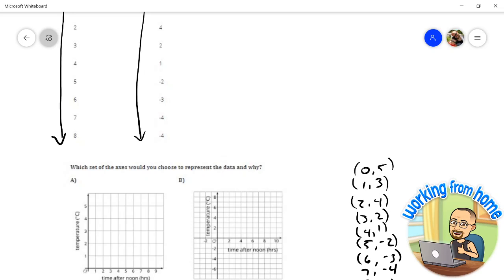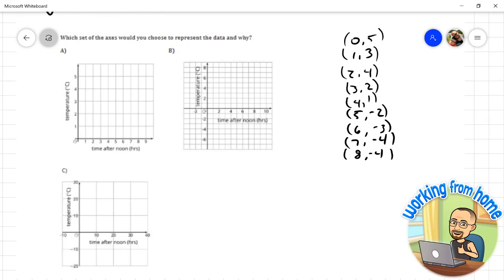I'm just doing this so I can see it next to my graphs. It's the only reason I did that. Okay.